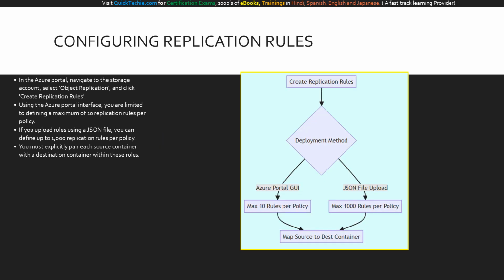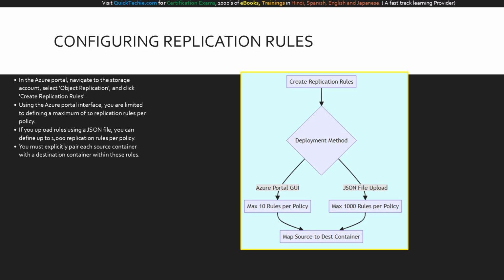How do we actually configure these rules? It's quite straightforward. In the Azure portal, you navigate to your storage account, find Object Replication under Data Management, and click Create Replication Rules. Here, you will pair your source containers with your destination containers. However, there is an important scale limit you need to know for the exam.